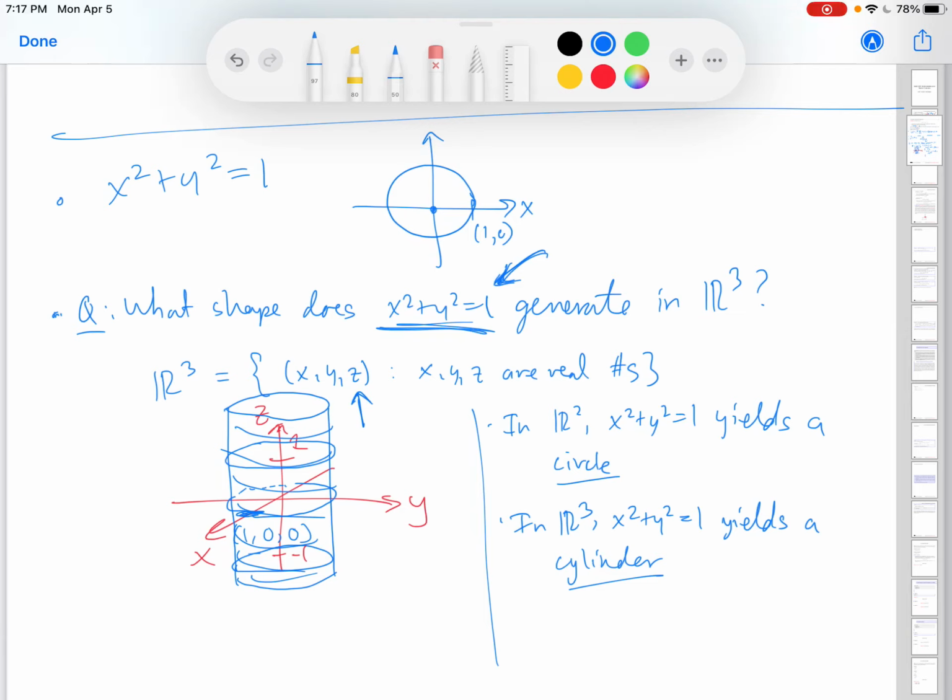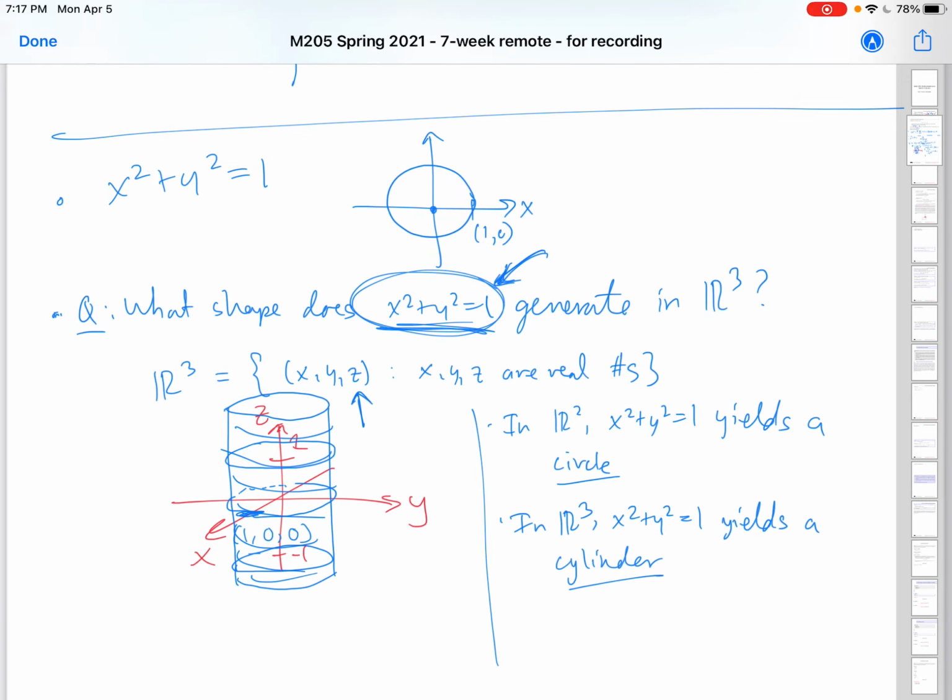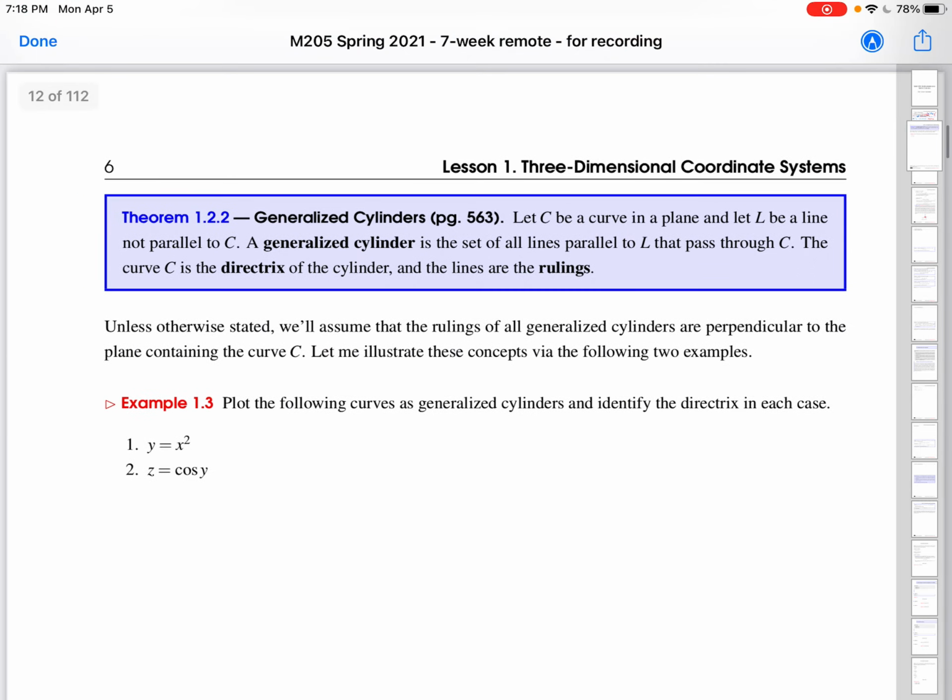But the point is that you can now extend this. What if we weren't drawing x squared plus y squared equals 1 in R3? What if we wanted to draw x squared plus z squared equals 1? We think that would also generate a cylinder, but it might be in a different orientation. Or maybe y squared plus z squared equals 1. That one leaves x unspecified, so maybe it generates a cylinder, but also in a different orientation. So this leads to the notion of a generalized cylinder and of this idea of rulings.